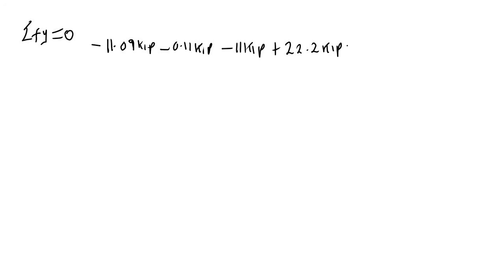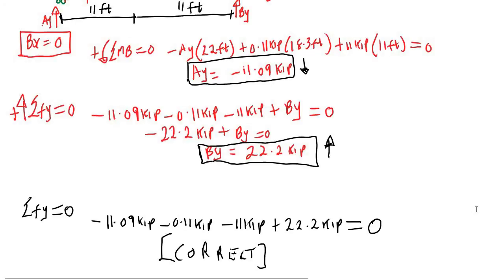So let's calculate this. This is negative 11.09 minus 0.11 minus 11 plus 22.2. So this is indeed equal to 0. Because this is equal to 0, meaning our calculation is correct. So these are the forces that are required to keep this structure at equilibrium.